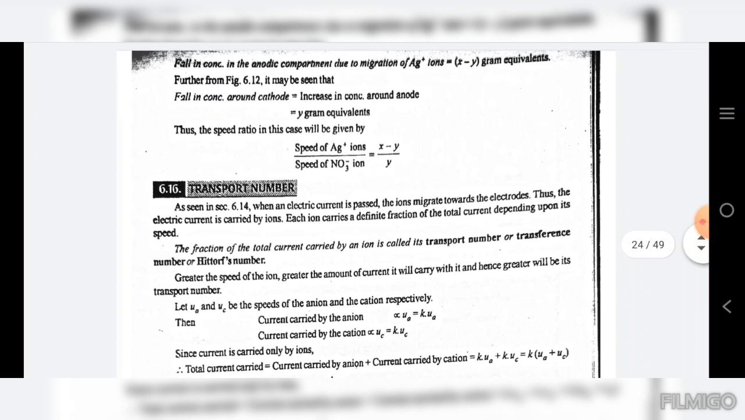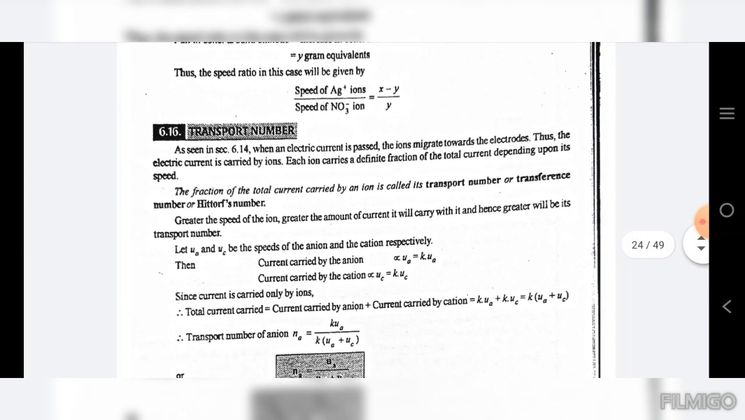Fall in concentration in the anodic compartment due to migration of Ag+ ions is x gram equivalents. Further, from Figure 6.12, it may be seen that the fall in concentration around the cathode is equal to the increase in concentration around the anode, equal to y gram equivalents. Thus, the speed ratio in this case will be given by the speed of Ag+ ions divided by the speed of NO3- ions, equal to (x - y) divided by y.